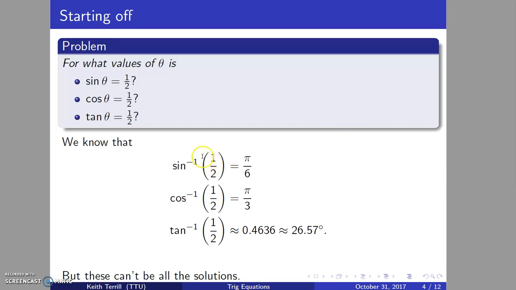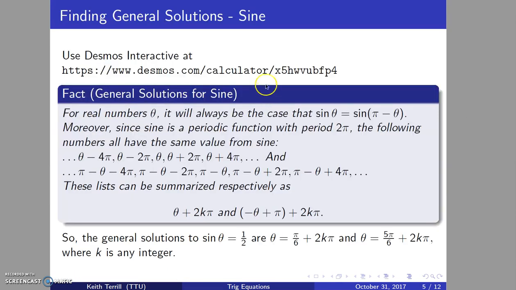So I know the arcsine of a half gives me pi over 6, arccosine gives me pi over 3, and arctangent I would have to look up on a table or use a calculator and get about 26.5 degrees or 0.4636 radians. But that can't be all of the values of theta that would solve these equations. There's got to be many, many more. So let's start with the first one. Start looking at sine here.